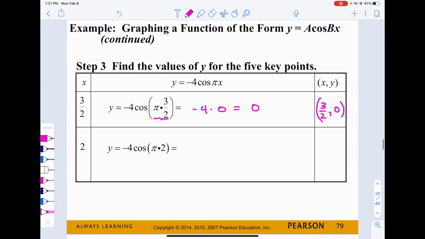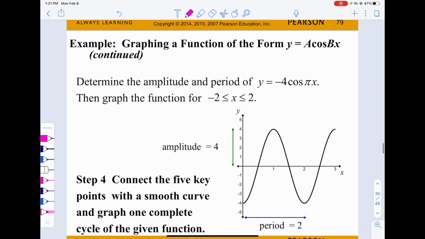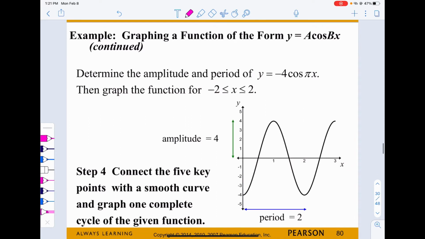And then when we have 2 pi, what happens when we're all the way back full circle? We're going to have -4. That's going to multiply by 1, which gives us -4. So when we're at 2, comma, -4. And now that we have our 5 key points, we take it to our graph. So when we were at 0, we were at -4. We had the 1/2. At 1, we were at 4. At 1.5, we are at 0. At 2, we are at -4.